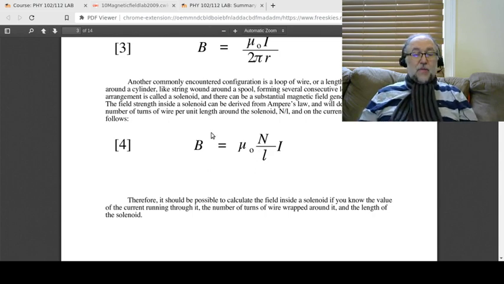This is still Ampere's law, and you can actually prove this. It requires calculus, so I'm not going to do that, and Dr. DeHaven doesn't do it. But there it is.